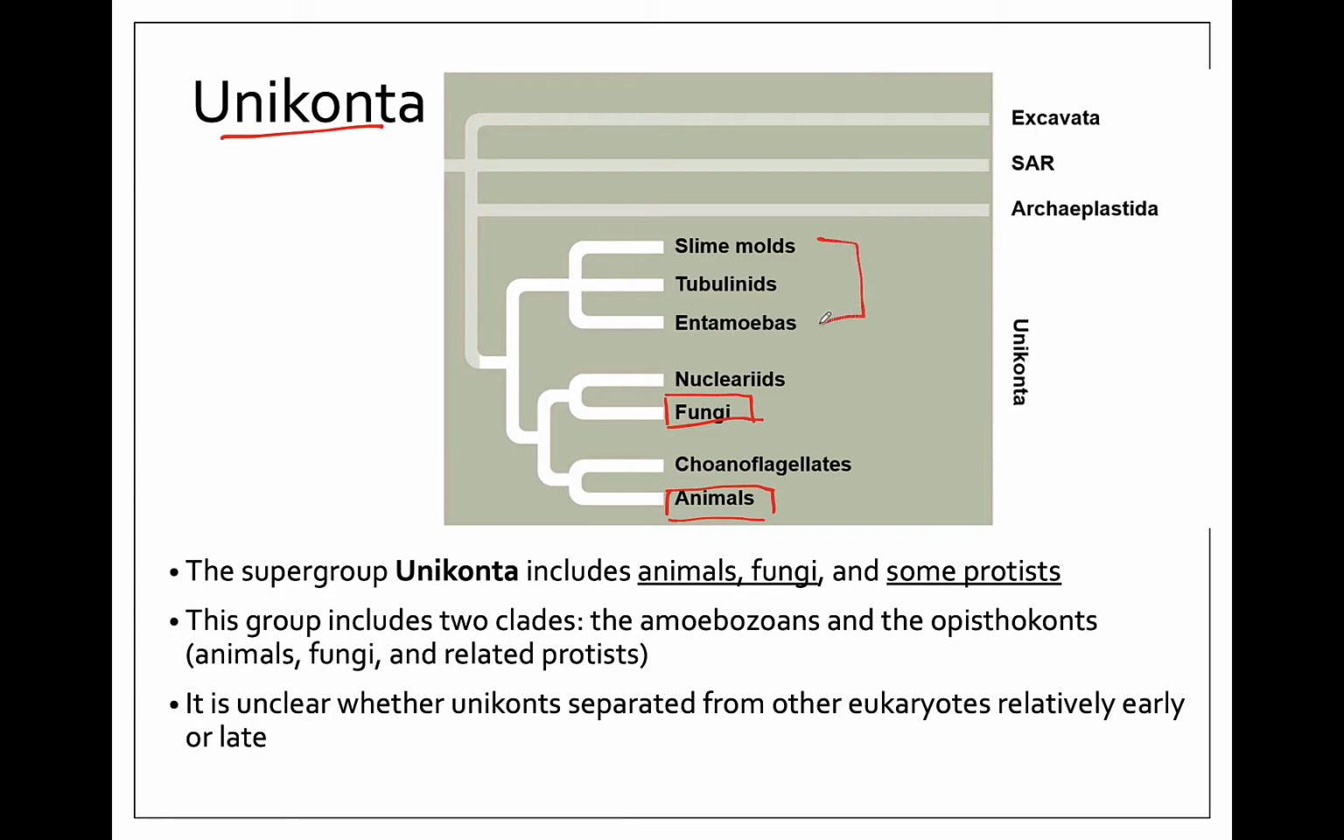We have this group right here, which is called the amoebozoans, which is what we're going to talk about today. And then we've got this group here, which is the opisthokonts. And we'll talk about these individuals when we get to fungus and animals.